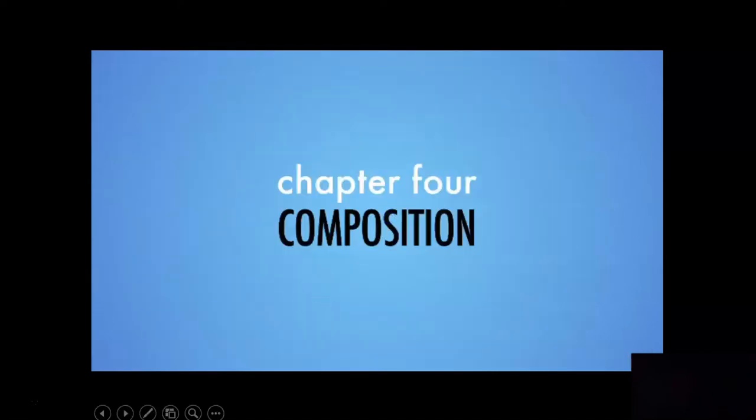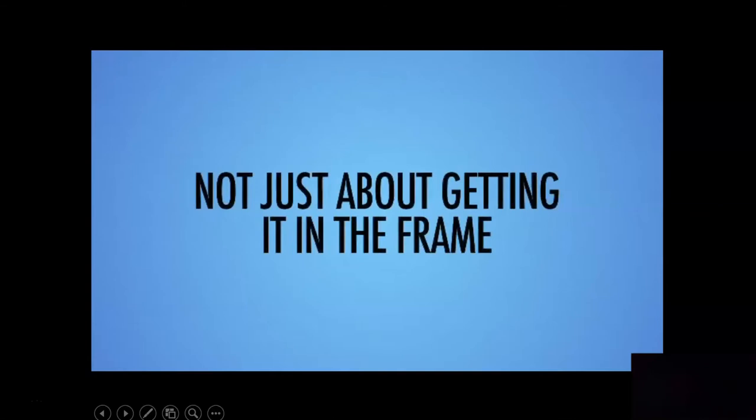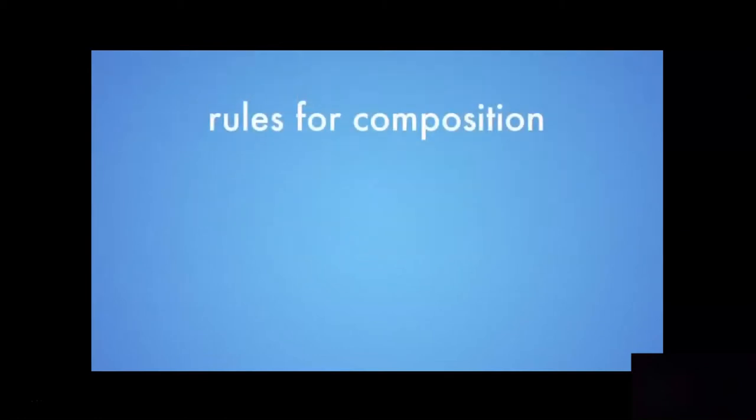Here we go. We just learned about sequences and continuity, and that's really the language of visual storytelling. Now we're going to talk about composition, how you frame a shot. And everyone shoots differently. You can really express yourself and show your own personal style by the way that you compose a shot. So shooting for broadcast isn't just about getting things in the frame. That's certainly important, but there are some standard rules for composing shots.